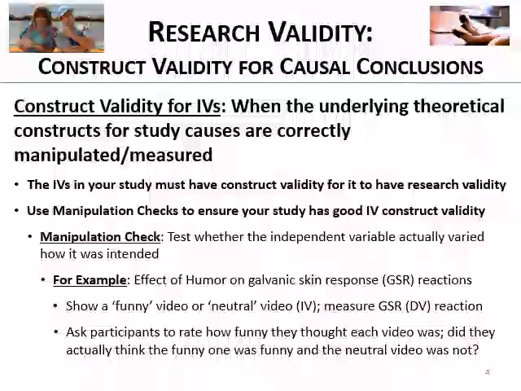And you would expect that if the funny video was funny, the average funny rating for the funny video would be higher than that for the neutral video. So that is what we call a manipulation check. It's just sort of common sense, but a lot of people don't do it, and they find out too late that, you know, people didn't actually notice my independent variable manipulation, or they didn't think my thing was funny, etc.